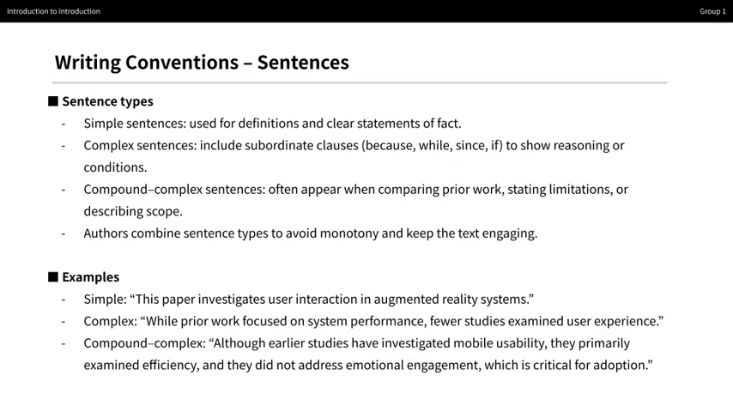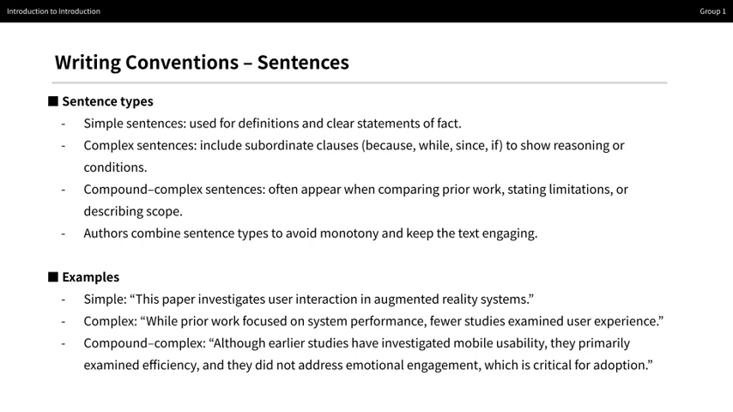Let's now move on to sentence types. First of all, simple sentences are often used for clear statements or definitions. For example, this paper investigates user interactions in augmented reality systems. Complex sentences include subordinate clauses with words like because, while, since, or if. For example, while prior work focused on system performance, fewer studies examine user experience.